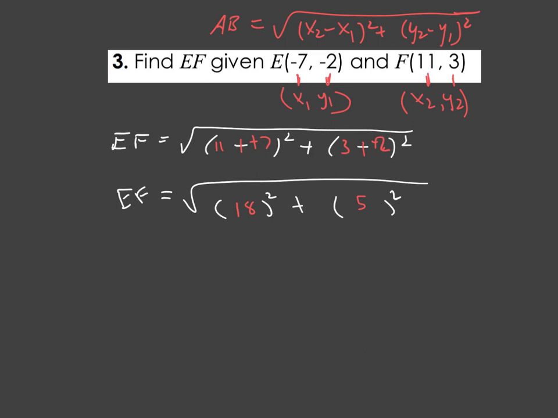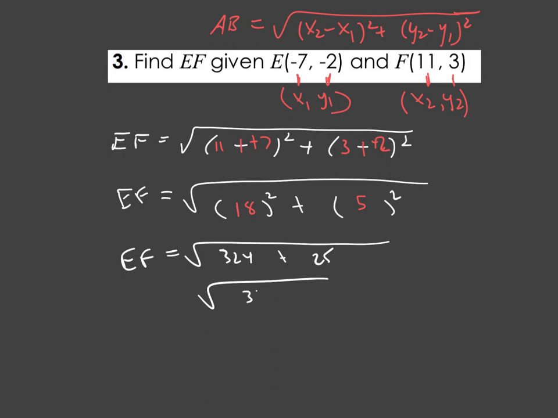And now we're going to write EF again equals big square root. 18 squared is going to give us 324. 5 squared is going to give us 25. We're going to add that together to get 349. And EF then is going to be, this time again, approximately, because we're taking the square root, approximately 18.7.